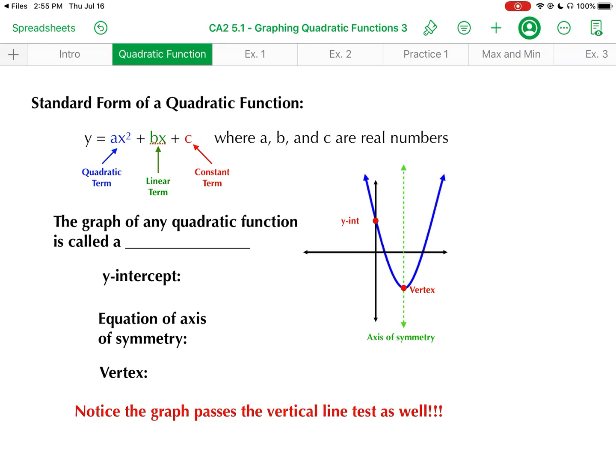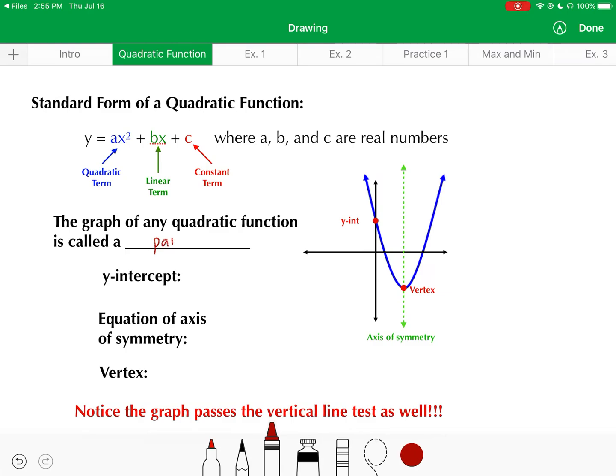Now, any equation of this form, the graph of it is going to be a parabola, okay? Which sort of takes on a U-shaped appearance. So it's the blue curve that you see over on the right here. This is a parabola. It will have a y-intercept at the point 0, c, which is nothing more than the constant term from your equation.